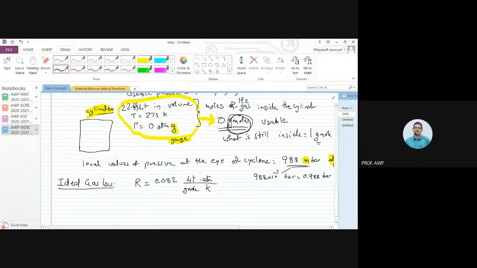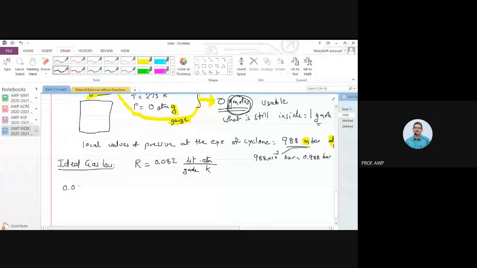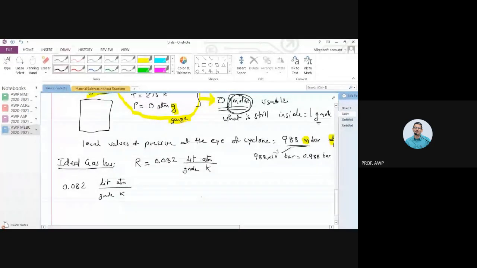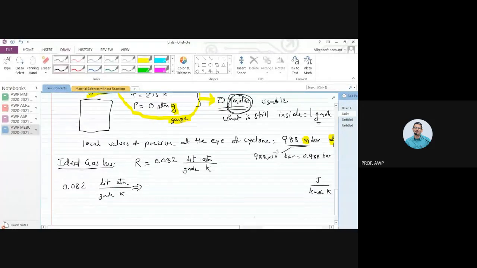Now can you convert this? 0.082 liter atmosphere per gram mole Kelvin. Can we convert this value into another set of units, let's say joules per kilomole Kelvin? How would we do that? You may already know the value in joules per kilomole Kelvin, but I want you to go through the exercise of converting units from this set of units to another set of units.